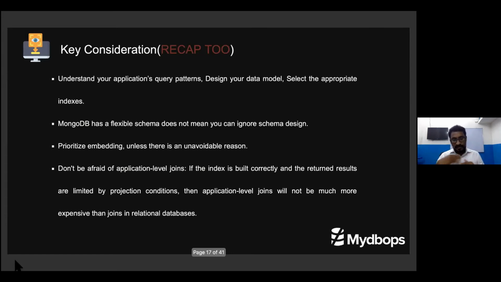I always prioritize using the embedded model, because the reference model has some costlier places also. So try to use embedded, but it is all about the use case you have. Another thing is, don't be afraid to use application-level joins. It's not a database-level join, it's an application-level join. If you have indexed properly and the projection condition is proper, then an application join is not a very expensive job for the database system.